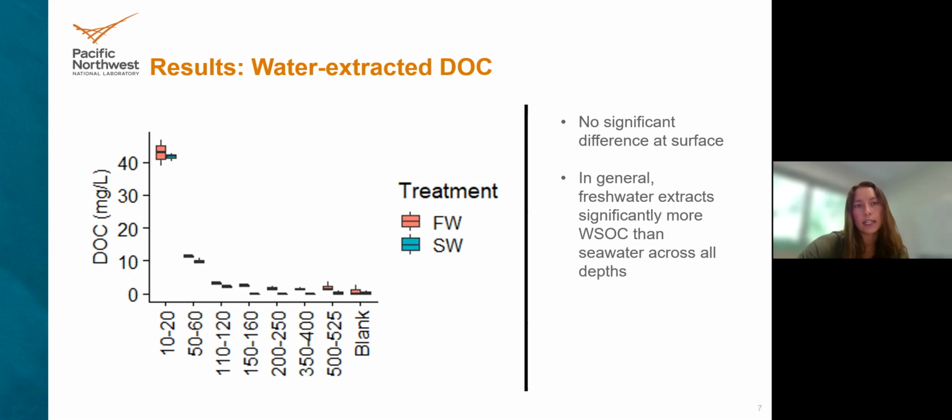As you can see, there is a really large difference between the concentrations of DOC detected at the surface relative to deeper soils. This is to be expected, although it would be interesting to get a more comprehensive analysis of the first 20 to 50 centimeters, just to see to what degree concentrations of DOC are changing in that first half meter of soil.